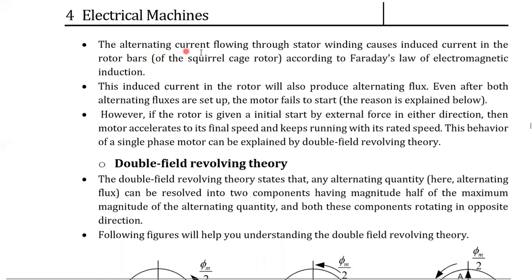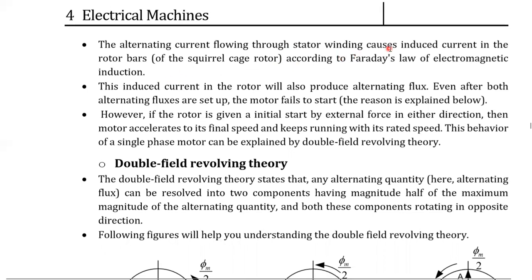This alternating current flowing through the stator winding causes an induced current in the rotor bars of a squirrel cage rotor, following Faraday's laws of electromagnetic induction. Understand? The rotor bars are made of aluminum or copper, and the rotor is initially stationary. This is because of the single phase supply to the stator winding.